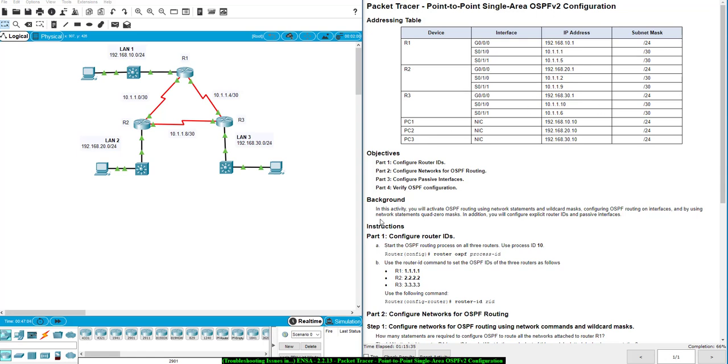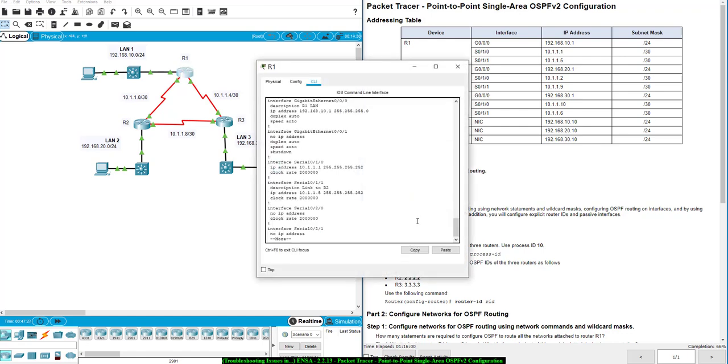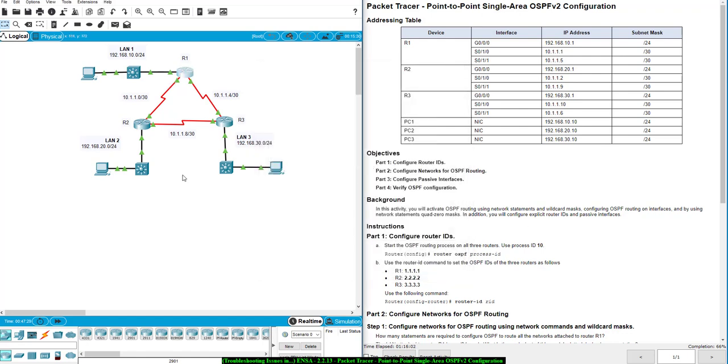All right, so if we go over to the topology, we have 3 routers, each with 3 interfaces, 2 WANs and 1 LAN interface. All right, remember, solid black lines are straight-through cables. The Z pattern red cables are serial connections. All right, so that's pretty common.